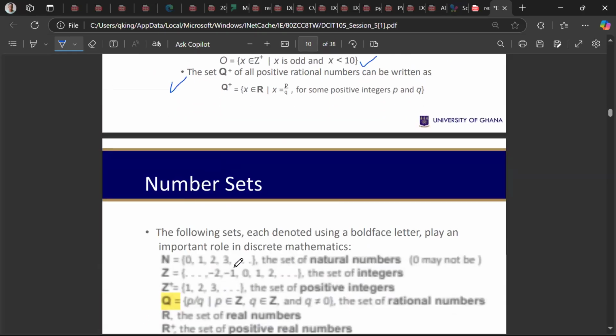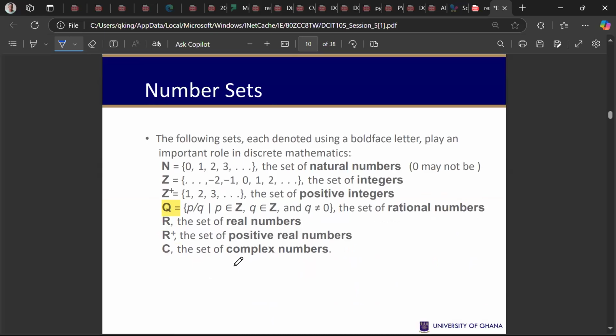And so we want to look at the definition of all the number sets that we have. We take the very first one, which is N. N has to do with natural numbers, which are counting numbers, and they consist of 1, 2, 3, 4, and so on.